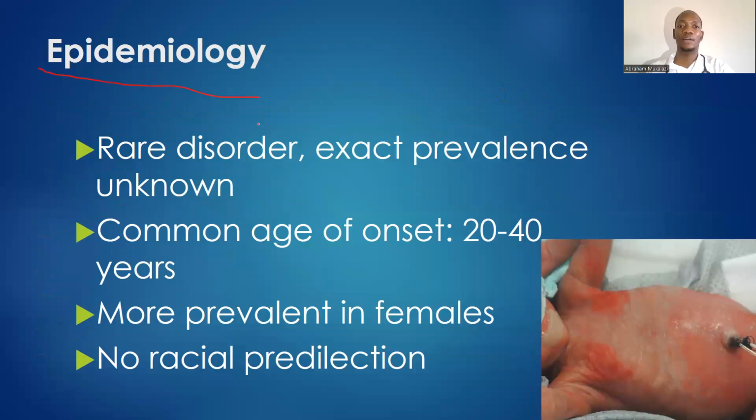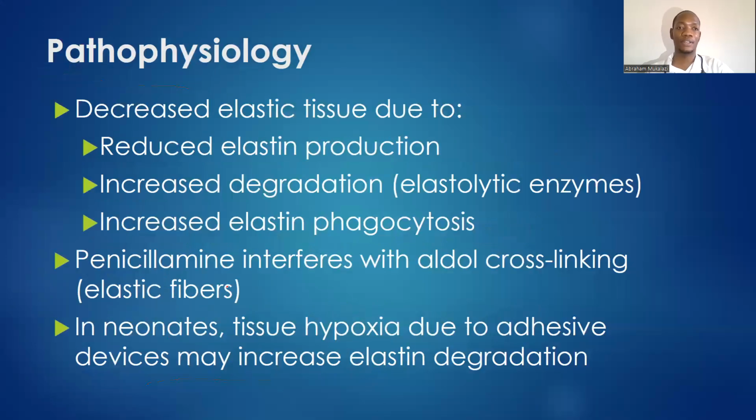As for the epidemiology, we don't know the exact prevalence because it is a very rare disorder, and even in research it hasn't been well described. The common age group of onset is about 20 to 40 years, but we've seen it presenting as early as 1 week after birth, especially in preterms. It is slightly more common in females compared to males, but there's no racial predilection. It affects people from all races, be it African Americans or Caucasians.